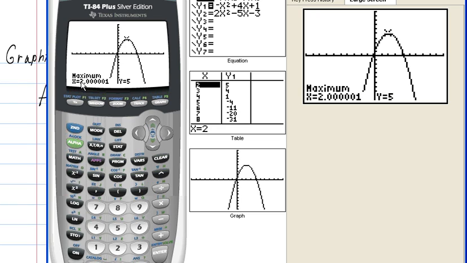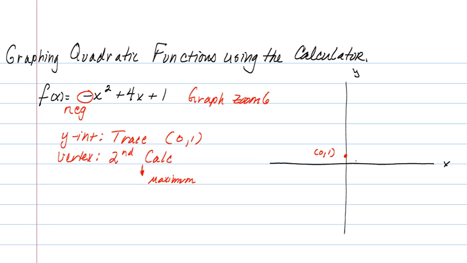Some of you may have gotten a 1.9999999. That's the calculator's way of saying the number 2. So be careful. Make sure you can interpret the value that it's given to you. So my maximum point, my vertex, is 2, 5. So I'm going to mark that over here. Right there. I'll mark it in a different color. There we go. 2, 5 for the vertex.